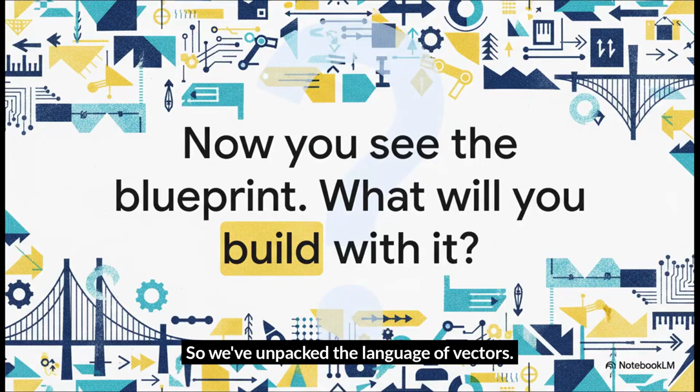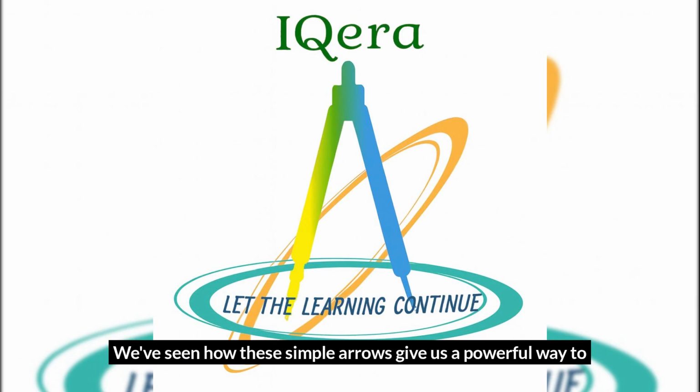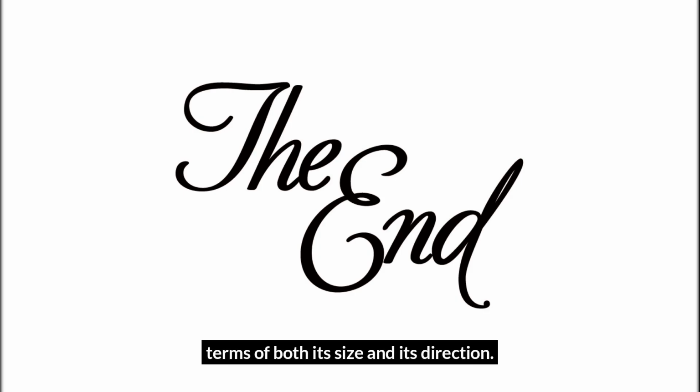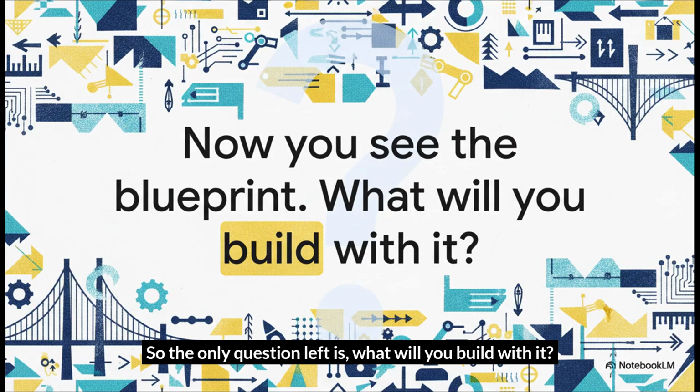So, we've unpacked the language of vectors. We've seen how these simple arrows give us a powerful way to talk about and work with complex forces and movements. They really are a blueprint for understanding the world in terms of both its size and its direction. So the only question left is, what will you build with it?